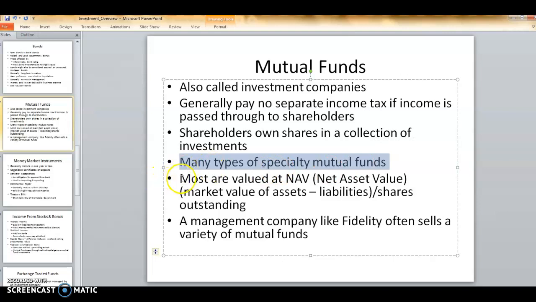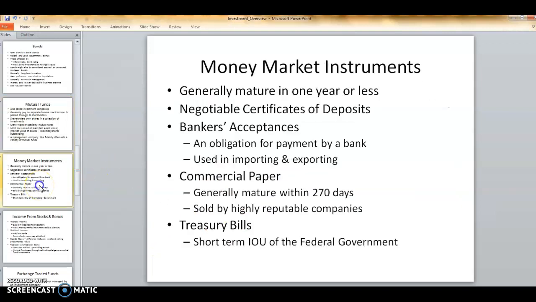Most mutual funds are valued at what we call net asset value. Net asset value is the market value of the assets that the mutual fund has minus the liabilities of the mutual fund, divided by the number of shares outstanding. So that net asset value per share is determined on a daily basis. A management company like Fidelity, for example, sells a variety of mutual funds.